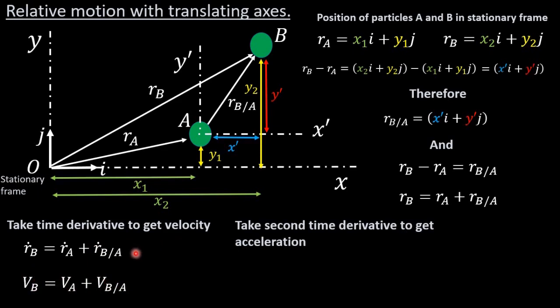And then we take the second time derivative of this expression to get acceleration. So that will give us this here. So 2 dots is telling us 2 time derivatives. And I'm going to rewrite this like that. So the acceleration of particle B equals the acceleration of particle A plus the acceleration of particle B relative to particle A. Okay, so that is our relative acceleration equation here.